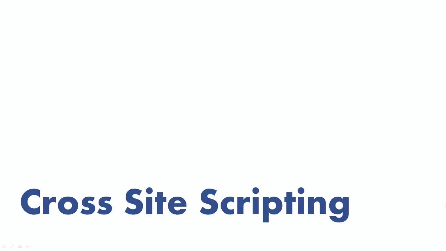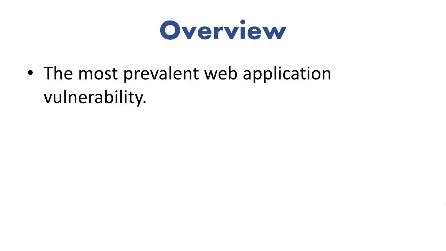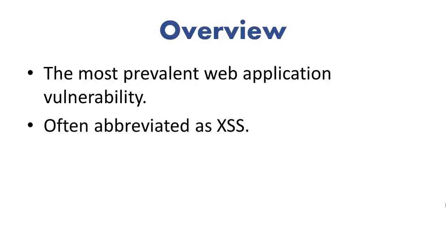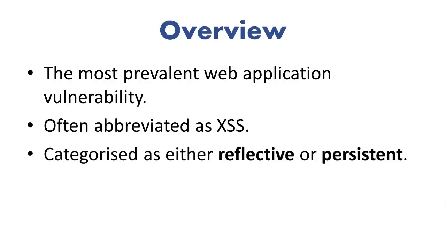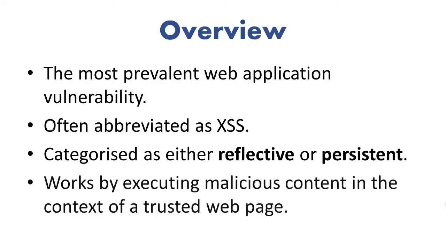In this episode, we're looking at cross-site scripting. Cross-site scripting is generally perceived as being the most prevalent web application vulnerability. Part of the reason for this is that people don't understand the potential risk posed by this type of bug. You'll often see cross-site scripting referred to as XSS. Cross-site scripting is usually categorized as either reflective or persistent, and it works by executing malicious content in the context of a trusted application.